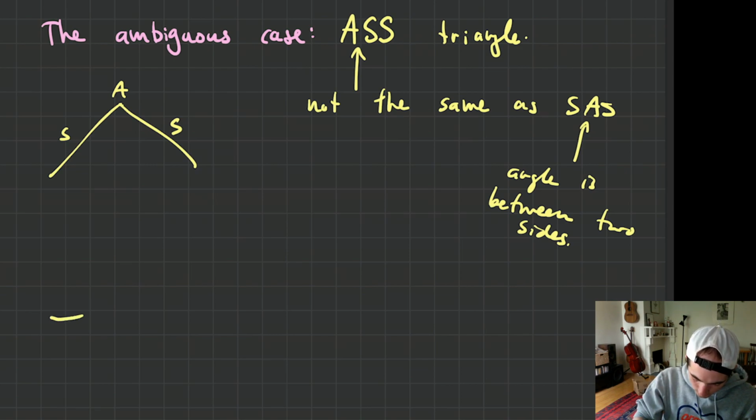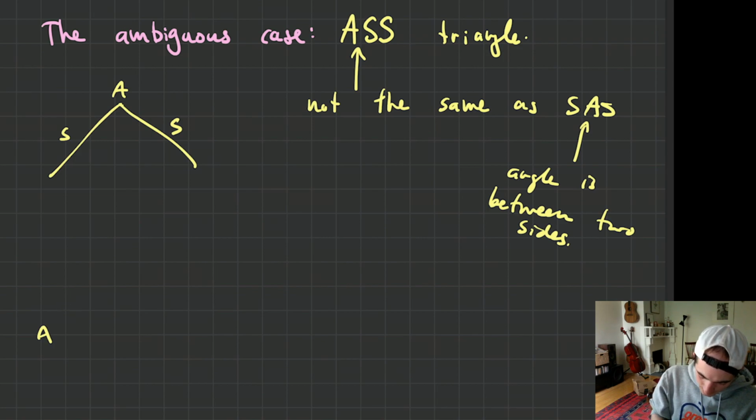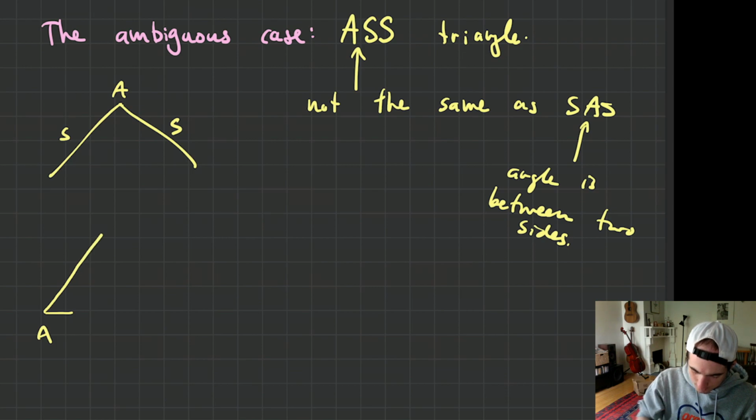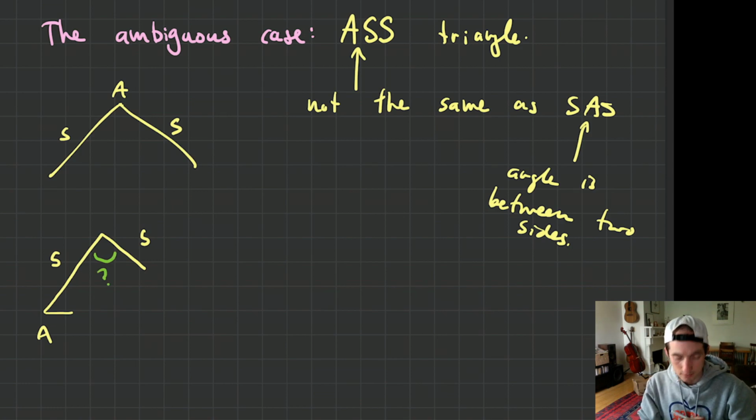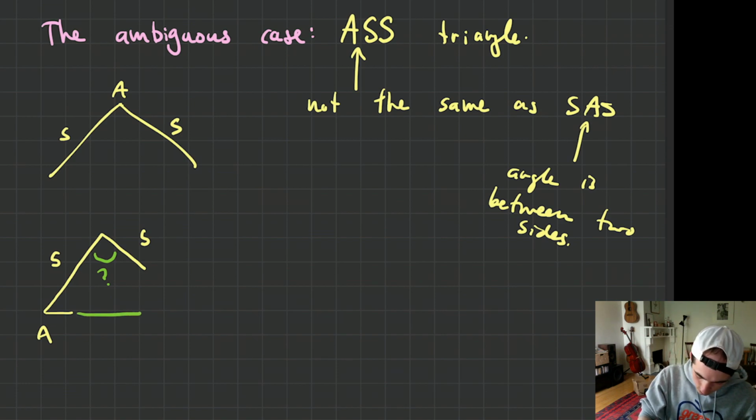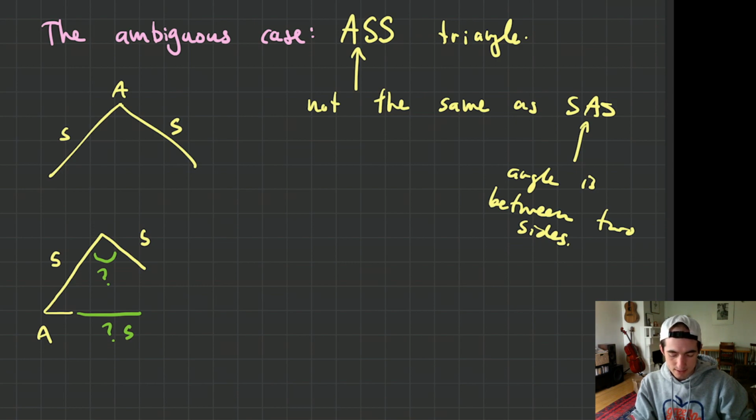SSA is where we know the angle of something, but I don't know the length of one of the sides of the angle. I only know this side, and then I know this side. But I do not know this angle, right? So this angle is subject to change. And I also don't know this side. Okay, so the length of that side is unknown.